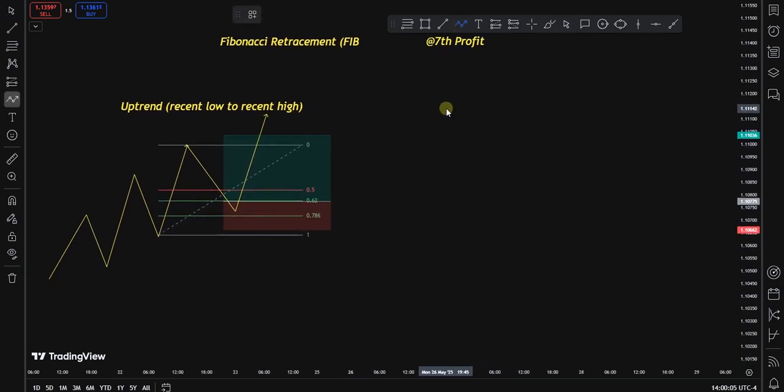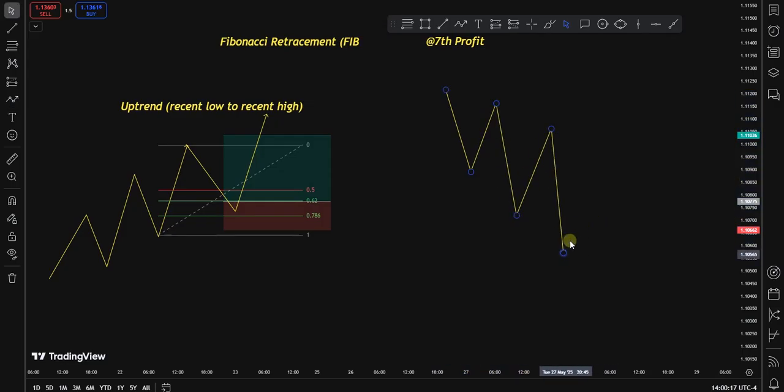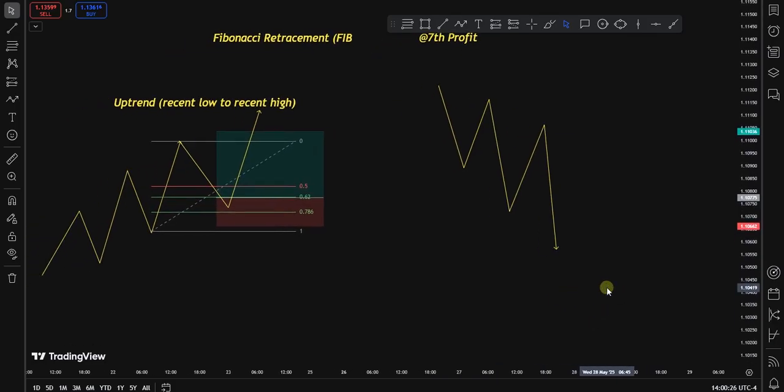So we are taught that in a downtrend, the market will go like this. The market will create a low, a pullback, a new low, a pullback, and a new low. Now the question is, where exactly will the market pull back to before continuing to the downside? That is where Fibonacci retracement comes in.